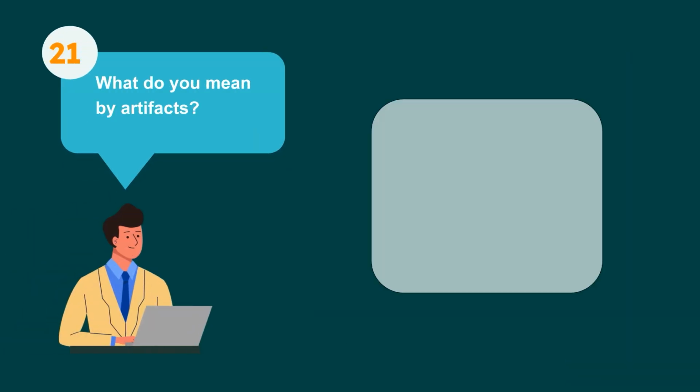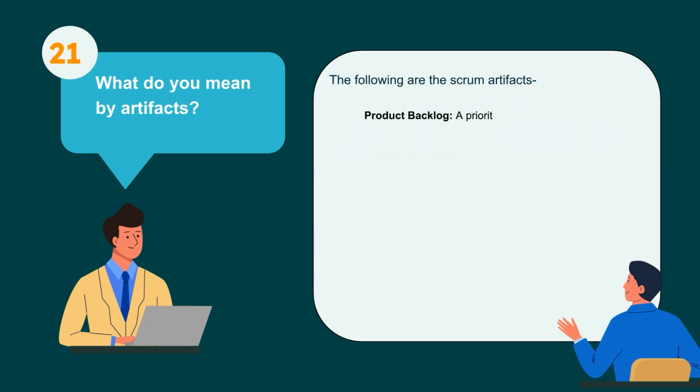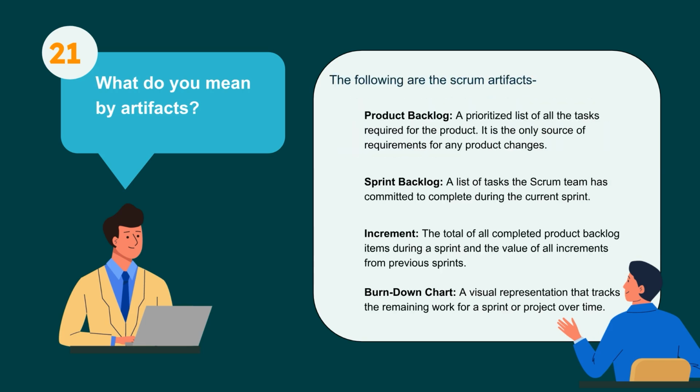21. What do you mean by artifacts? Scrum artifacts provide vital information to the Scrum team and stakeholders about the product that is being built. The following are the Scrum artifacts. Product backlog. A prioritized list of all the tasks required for the product. It is the only source of requirements for any product changes. Sprint backlog. A list of tasks the Scrum team has committed to complete during the current sprint. Increment. The total of all completed product backlog items during a sprint and the value of all increments from previous sprints. Burn down chart. A visual representation that tracks the remaining work for a sprint or project over time.